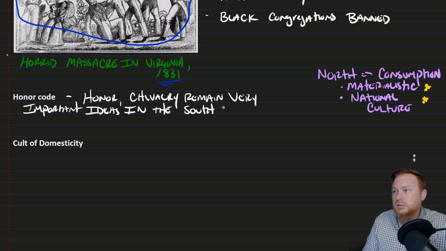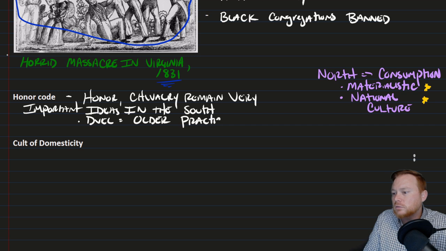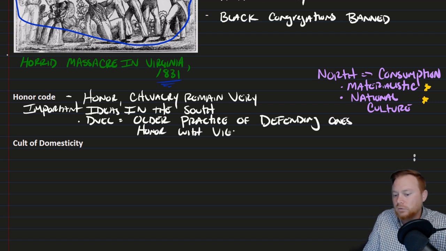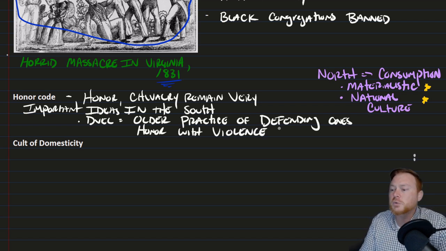And probably the best symbol of this is the duel, right? And the duel is this older practice of defending one's honor with violence, right? So something like honor was important enough that you were expected to use violence in order to defend it, right? Your name, your reputation, right? Those things were worth defending.